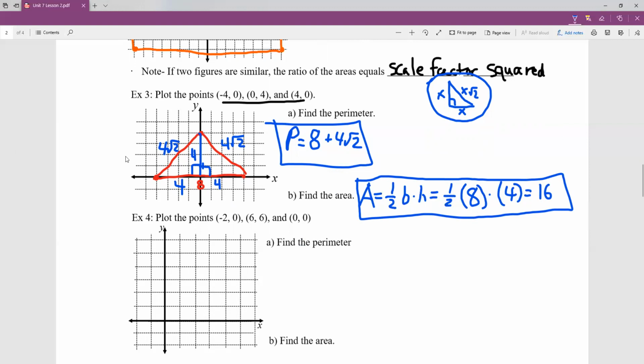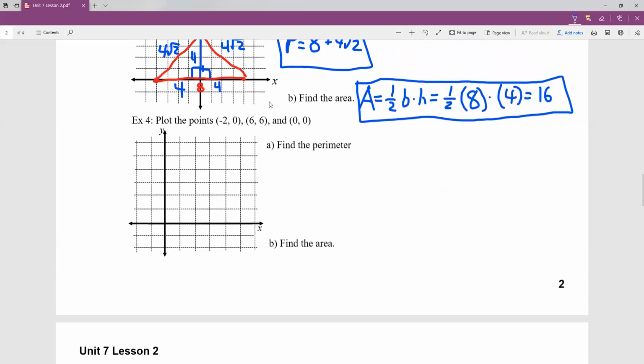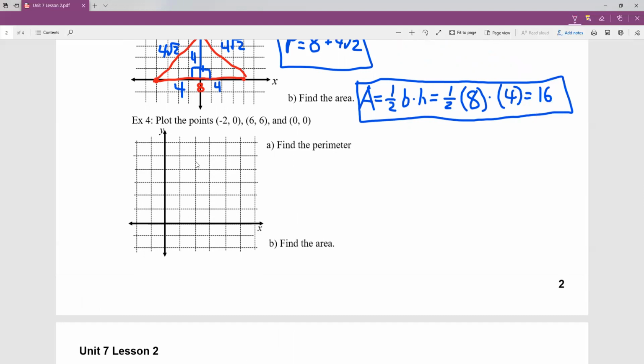All right, cool. So that's one example. So a key thing to take away from this problem number 3 is that you need to be strategic about where you draw your height, because that can help you easily find the other legs. Let's try this one. This one's not so nice. So I'm going to use a different color. Let's use this color.